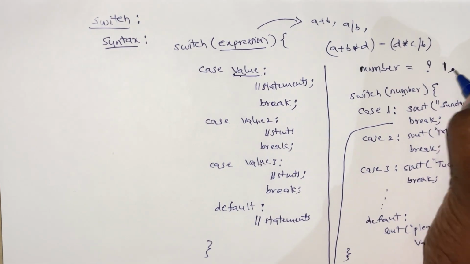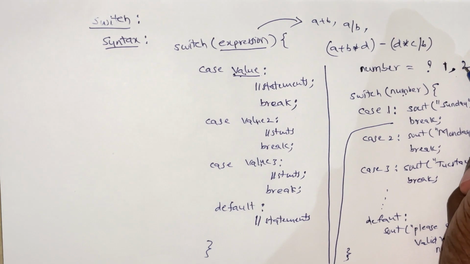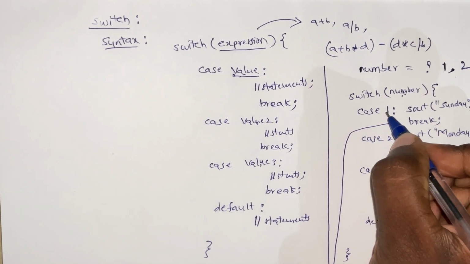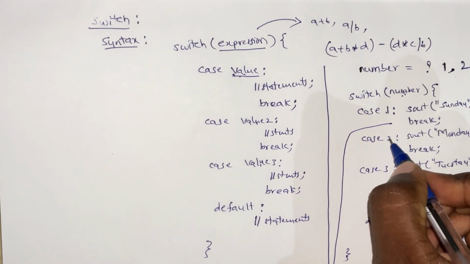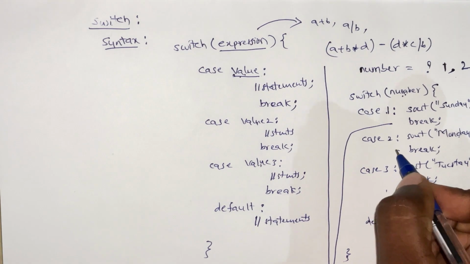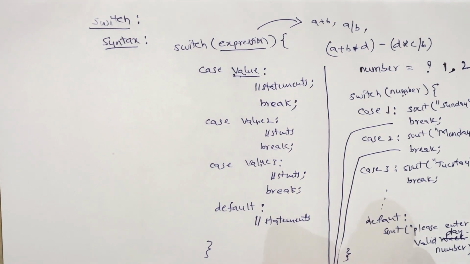Let's say the user gave 2, how exactly does it work? The number will be 2. Is 2 equal to 1? No, false. Is 2 equal to 2? True. So it prints Monday, and just breaks. That means from here it will come out of it.